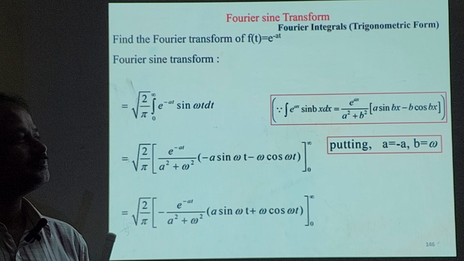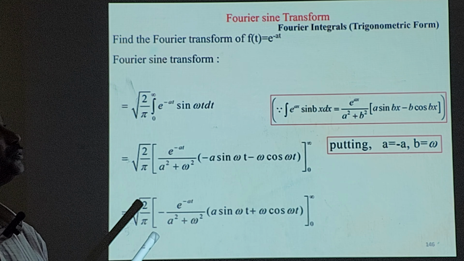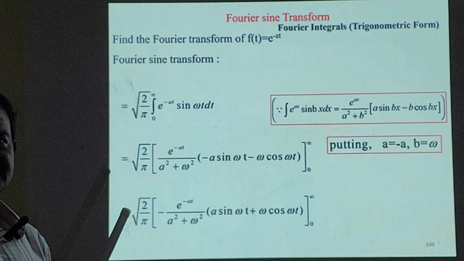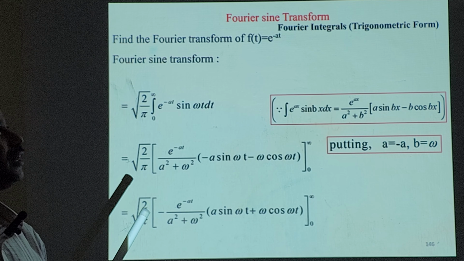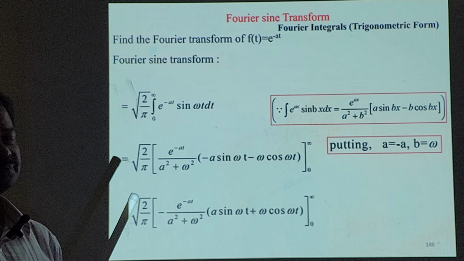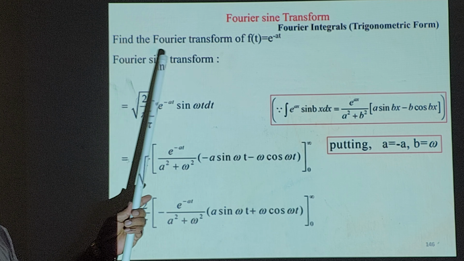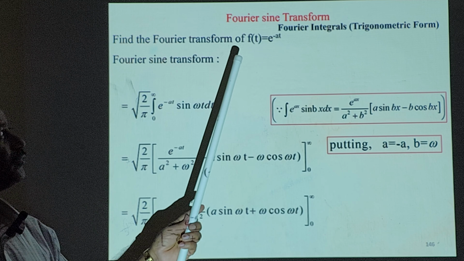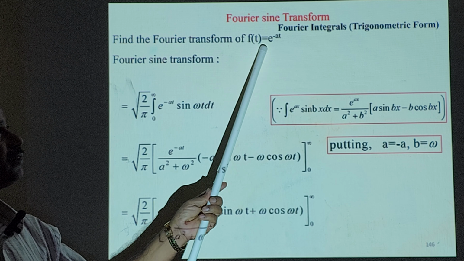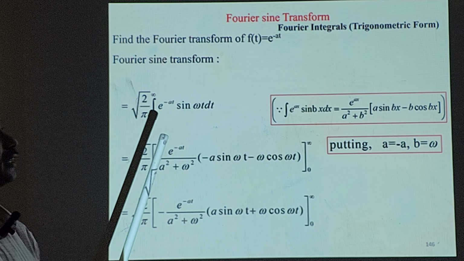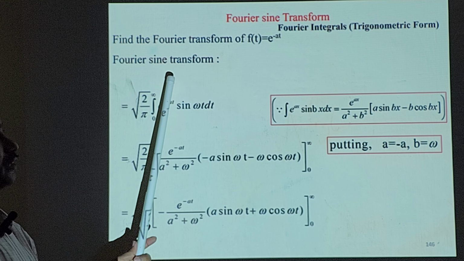Good morning, students. Let us continue the Fourier integrals, trigonometric form in Fourier series, and we are going to discuss in this class the Fourier sine transform. Find the Fourier transform of f of t equal to e power minus at. So the problem is given as f of t equals e power minus at. We are going to find the Fourier transform. We have to use the Fourier sine transform.